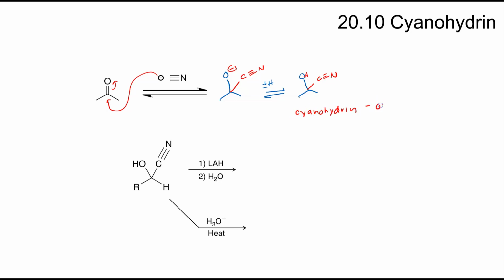They can be toxic and volatile. That would be a disadvantage, but it does come in handy in synthesis. If you had this nitrile after you made the cyanohydrin, you can reduce that. That would give you the amine. Or you can react it with acid and heat and form the carboxylic acid.